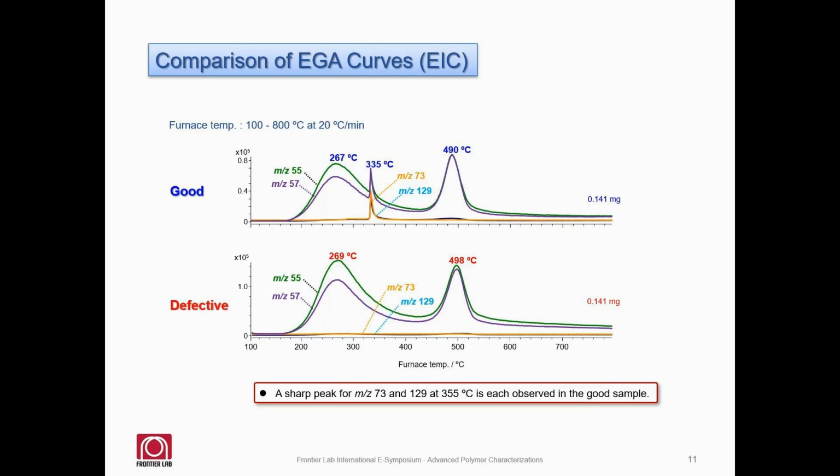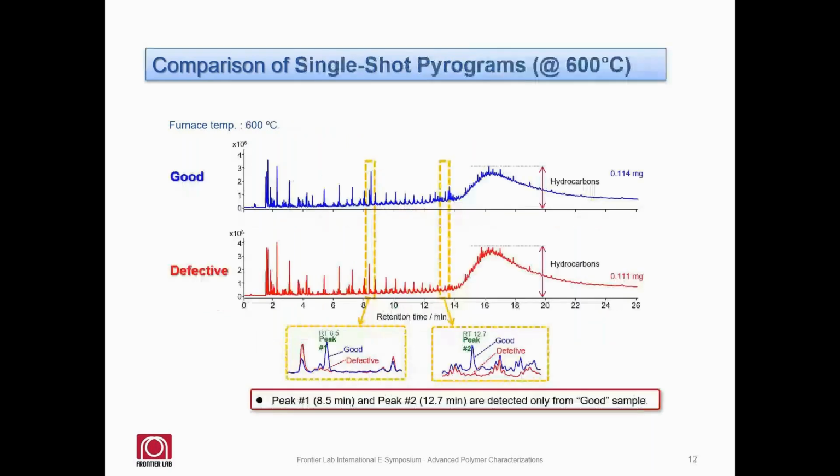So to know better, we have quickly performed a simple single shot analysis at 600 degrees, and what we have observed here, you could see in the small yellow boxes, is that two peaks are detected only from the good sample, whereas in the defective sample they are not detected. On the other hand, the hydrocarbons which are detected around 18 to 22 minutes are detected more from the defective sample than the good sample. So by this, we have found out that there are two major peaks appearing in the good sample.